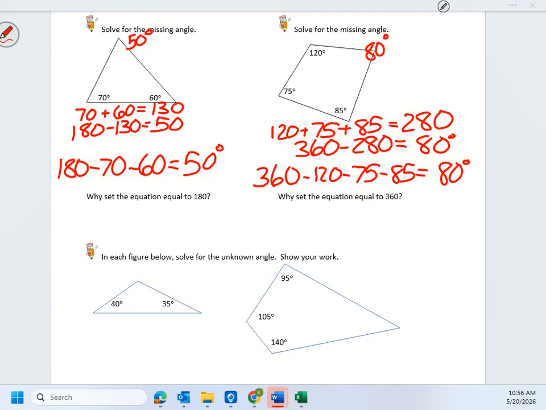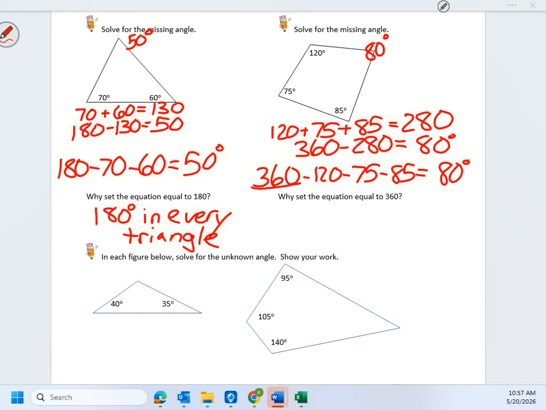So, why are we setting the equation to 180 degrees? Why is that our magic number, Elliot? Because there's 180 degrees in every triangle. Why for the quadrilateral did we set it up to be 360?